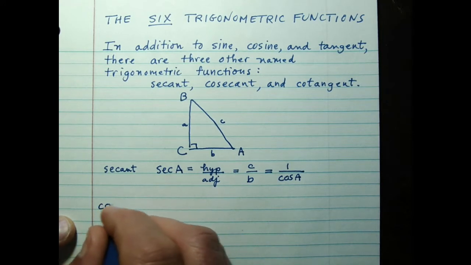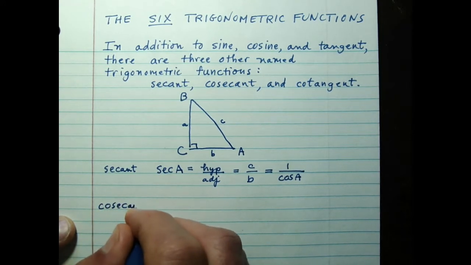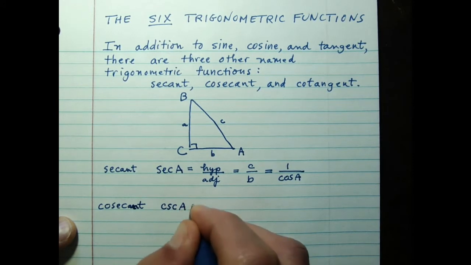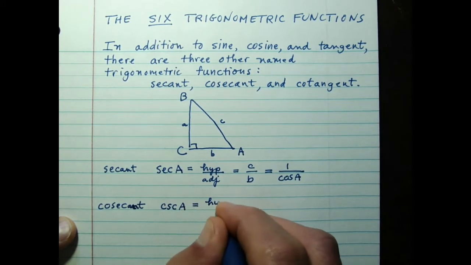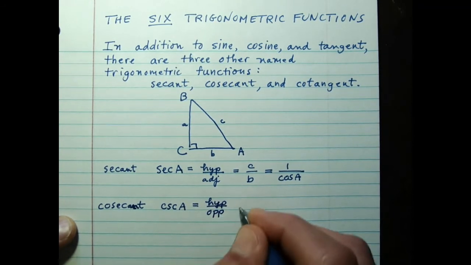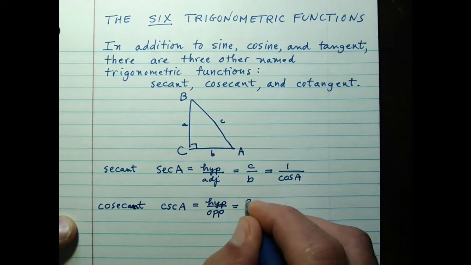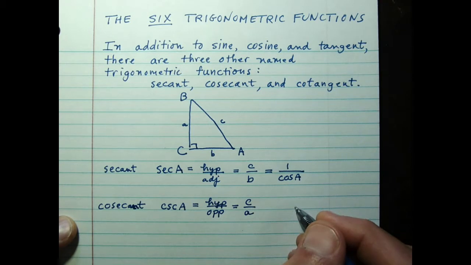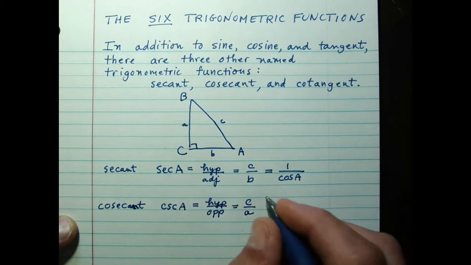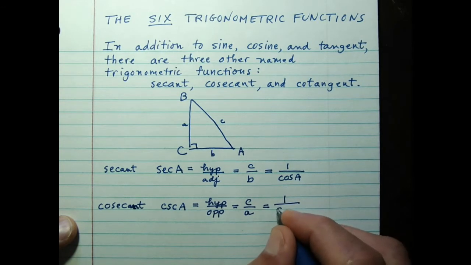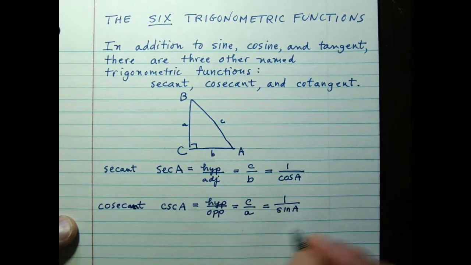Cosecant. CSC A is the abbreviation. That's defined by the ratio hypotenuse over the opposite side. So that's going to be C over little a in my picture. And notice that that's just the reciprocal of sine. So we can always say that cosecant A is 1 over the sine of A.